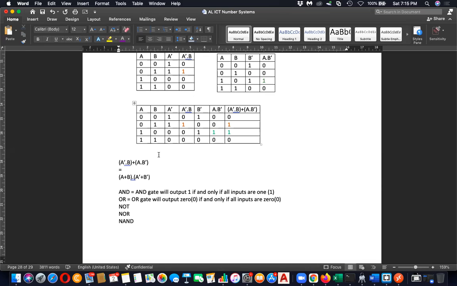OK. OR gate will output 0 if and only if all inputs are 0. Right.